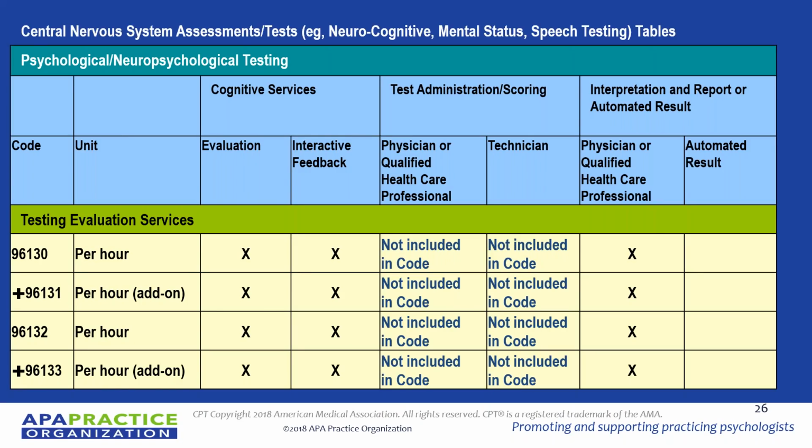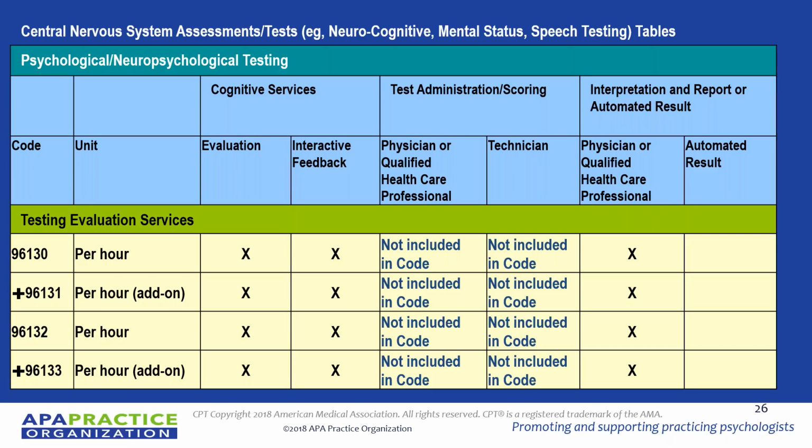So this is a busy table, but one that will be present in the code book and one that your coders will certainly be referring to. And it breaks out what are cognitive services and who does them versus what are test administration and scoring services, when are they included or not included. And then the third category is interpretation and report or automated result.